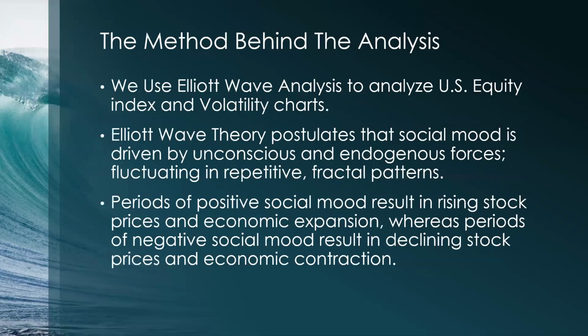So the method behind our analysis is Elliott wave analysis, and we use this to analyze U.S. index and volatility charts. Elliott wave theory postulates that social mood is driven by unconscious and endogenous forces that fluctuate in repetitive and fractal patterns. Periods of positive social mood result in rising stock market and economic expansion, whereas periods of negative social mood result in declining stock prices and economic contraction.